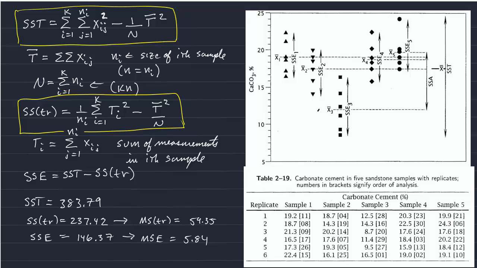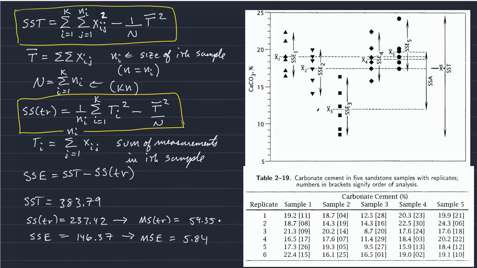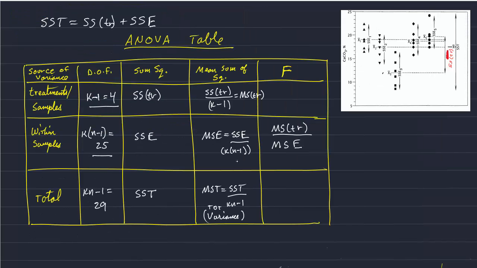Oh, and I'm noticing I need to correct this equation. The number of measurements for sample i should be in the sum. So this is Ti squared divided by ni, and that ratio is summed over all k samples. So please make sure you make this correction in your notes. So we've computed these values for our ANOVA table. Now let's look at F.